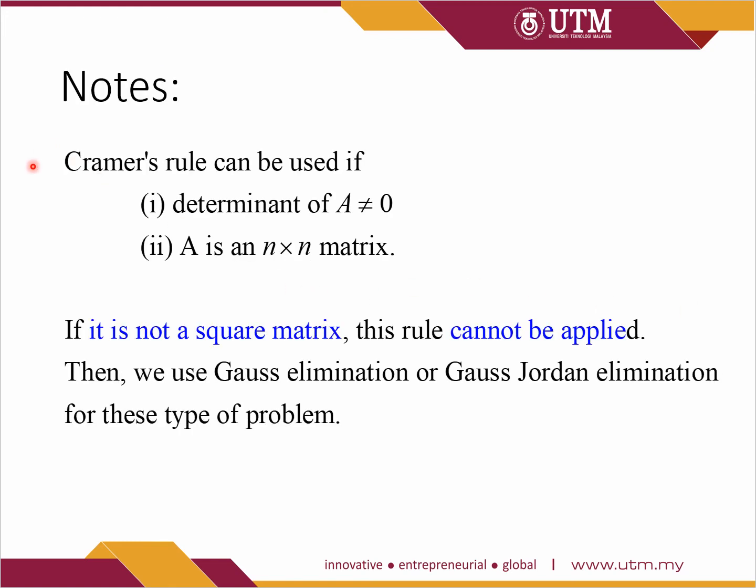So in conclusion, Cramer's rule can be used if the determinant of A is not equal to 0, which means that the inverse of matrix A exists. And the second condition is that A is an n by n matrix, which means that it is a square matrix. If A is not a square matrix, this rule cannot be applied, meaning we have to use Gauss elimination or Gauss-Jordan elimination for this type of problem.